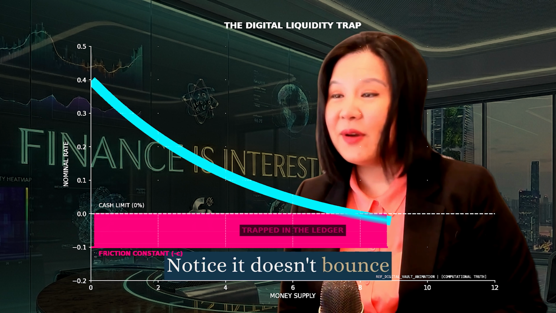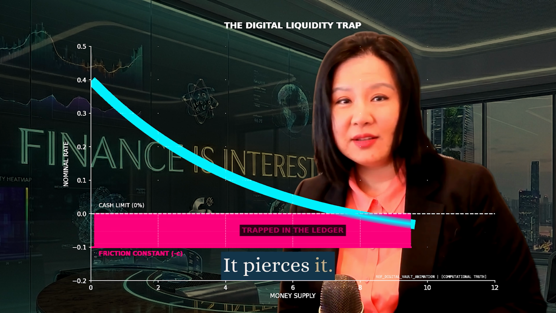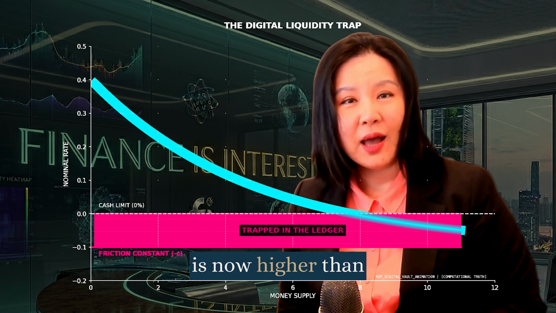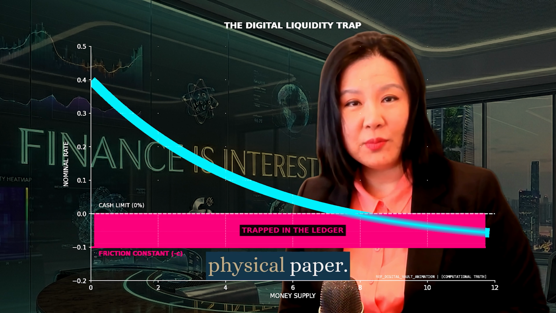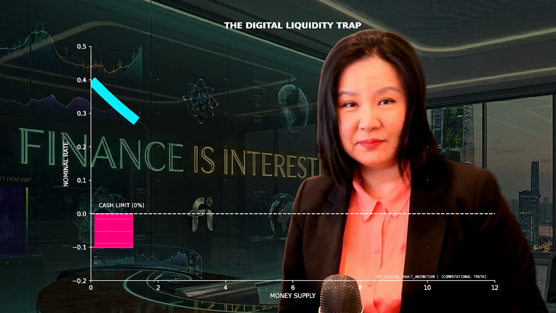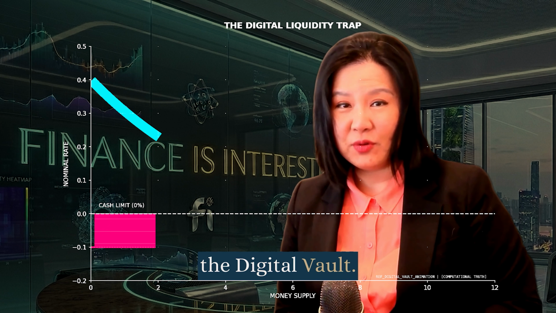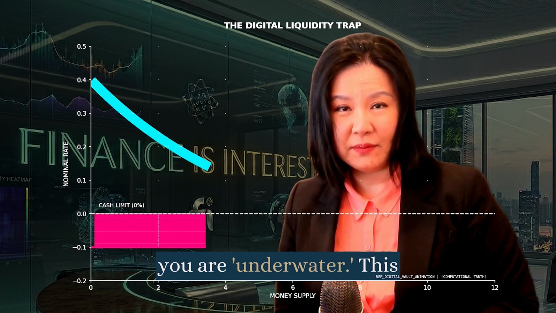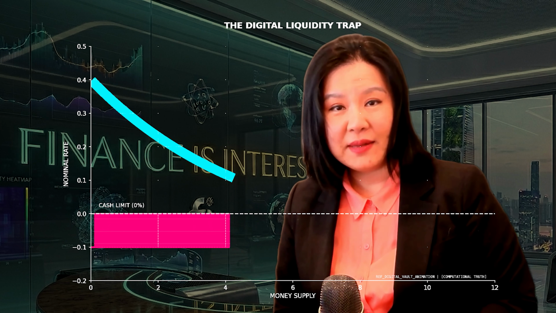Notice it doesn't bounce off the zero floor. It pierces it. This tells you that the value of being in the digital system is now higher than the value of holding physical paper. The curve isn't falling, it's being pulled into the basement. The shaded area is the digital vault. If the blue line is inside this glow, you are underwater. This is the convenience scam in action.